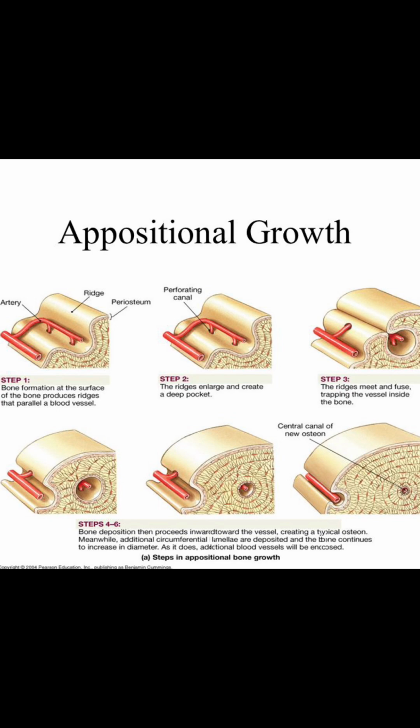Next is the appositional growth. This is when bones grow in width or thickness. It happens in all bones, especially in flat bones like your skull and in the diaphysis or the shaft of long bones. This growth helps strengthen bones as we gain muscle or weight.